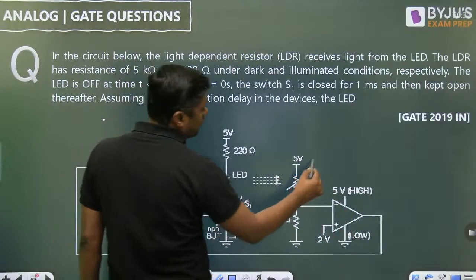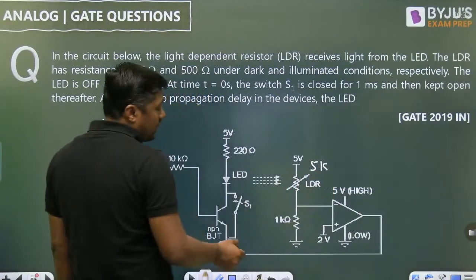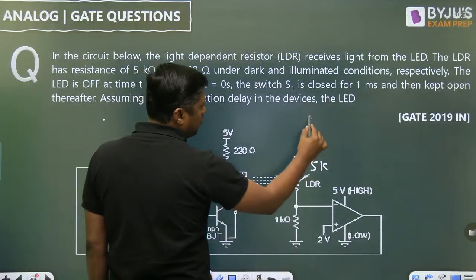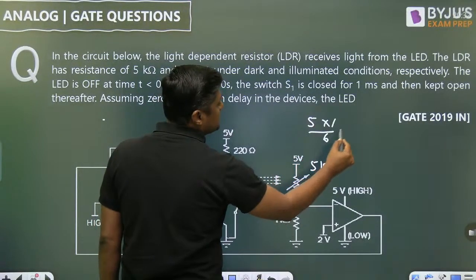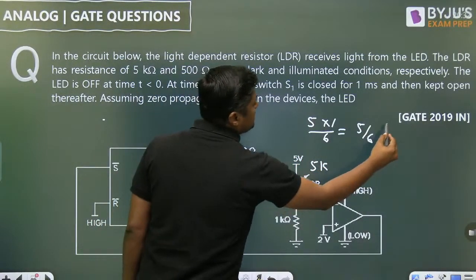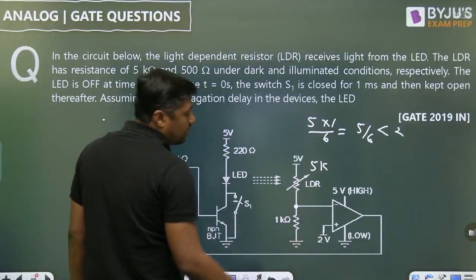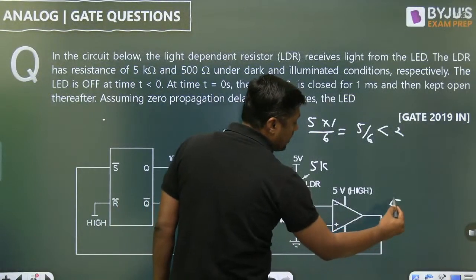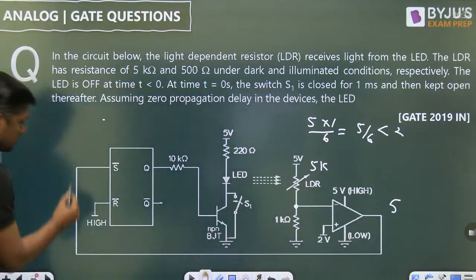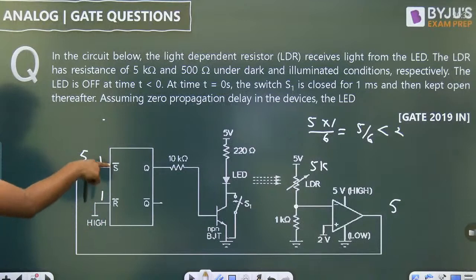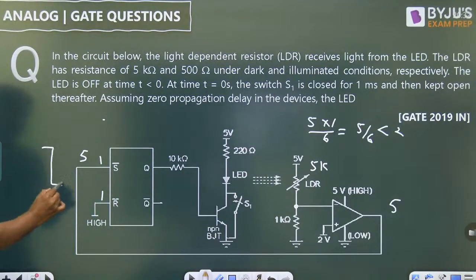LED is now off. When the LED is off, what is the voltage at this point? What is the resistor? 5 kilo ohm. According to the voltage divider rule, 5 into 1 divided by 6, that is 5 by 6, less than 2 volt. Means negative terminal voltage is less than positive terminal voltage, and that's why output is high. When this output is high, we are not giving any trigger, both are 1. It is an S bar R bar latch, that's why we have to apply the negative trigger.